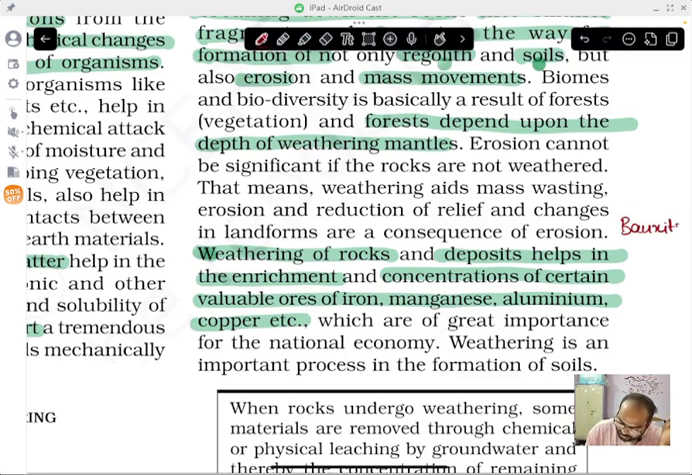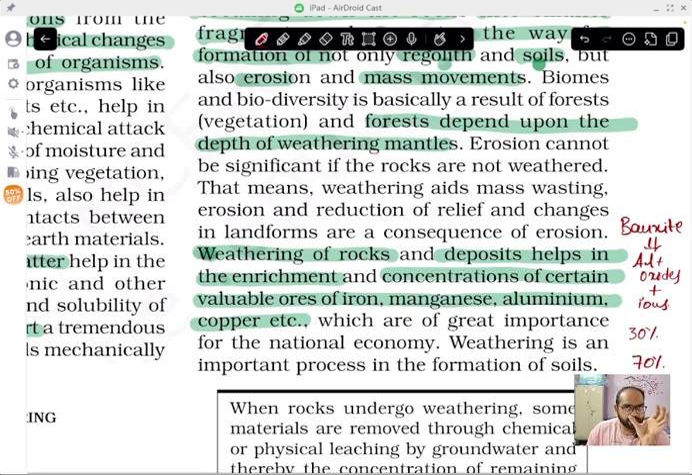What does bauxite contain? Bauxite contains aluminium. Along with aluminium, it also has some oxides, some ions. Through this chemical weathering process, let's say in a certain bauxite ore there are 30% of oxides and ions and 70% of aluminium. Okay, this is before weathering.